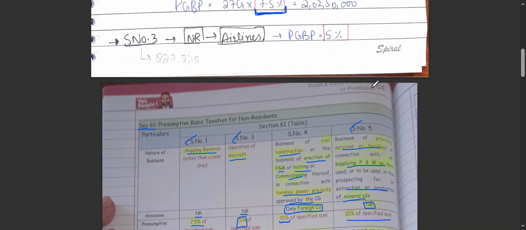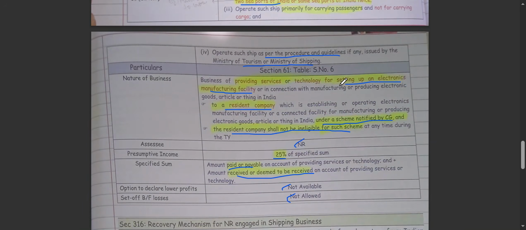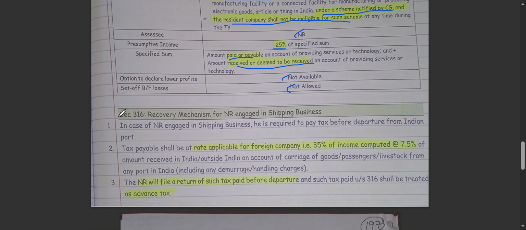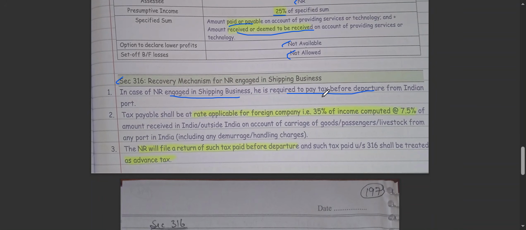So what happens is they have to pay tax before they leave India. It's made mandatory under Section 316. In case of a non-resident engaged in shipping business, he is required to pay tax before departure from the Indian port. This is to make sure that the Indian revenue system does not lose any money.